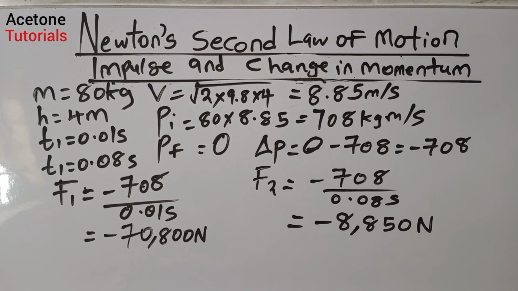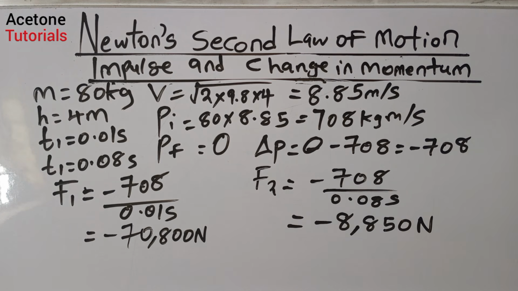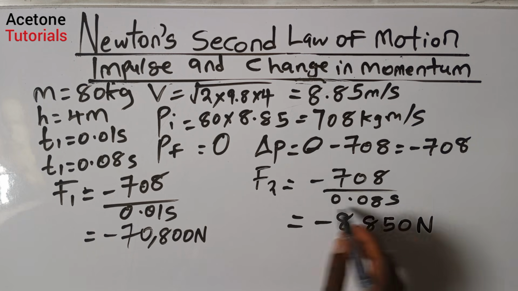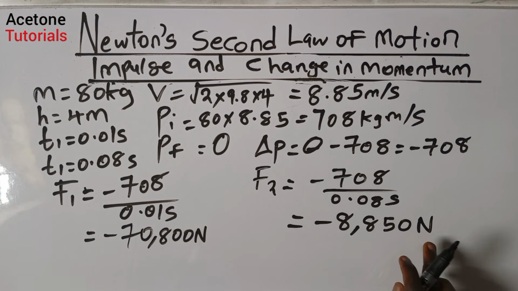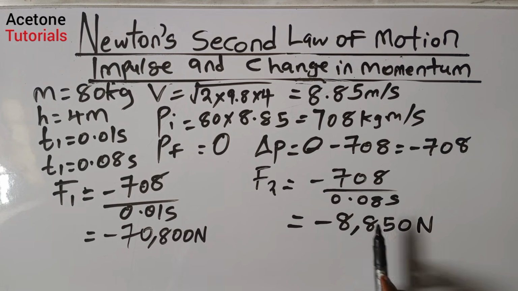So now let us compare the force. This one is 70,800 Newton. This one is 8,850 Newton. As you can see, when the time is delayed to 0.08 seconds, by landing with a cushioned or padded shoe, the force decreases to 8,850 Newton. So when the momentum changes very quickly, the force is large. That's the meaning. And when the momentum changes slowly, the force is small.